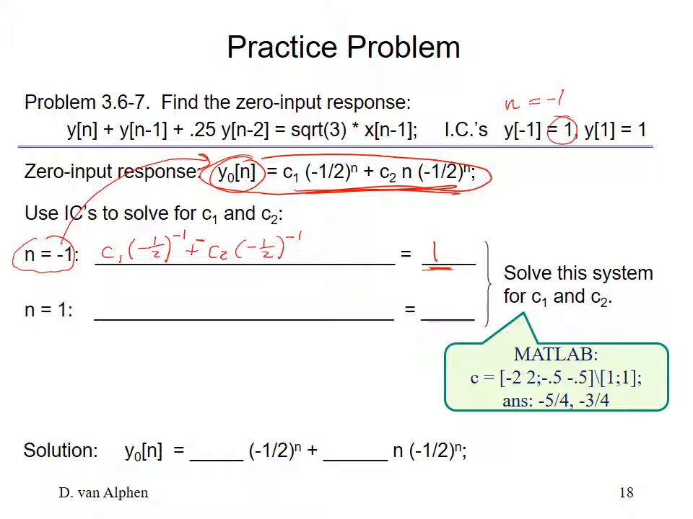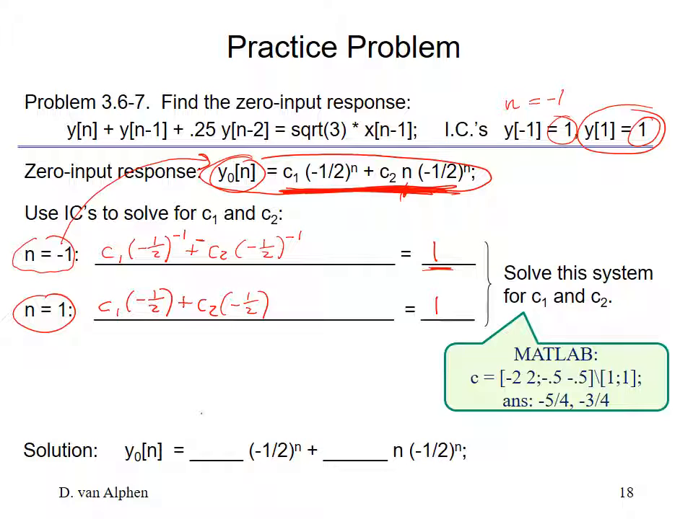And if I now go to using up the second initial condition, y of 1, so I'm going to use n equal to positive 1, the numerical value on the right-hand side will be 1 again. But on the left-hand side now, I'm going to this equation, and I'm going to plug in n equal to 1. So it says c1 times negative 1/2 to the first power, which is just negative 1/2, plus c2, and then a 1 times negative 1/2, again to the first power, and that should equal 1.